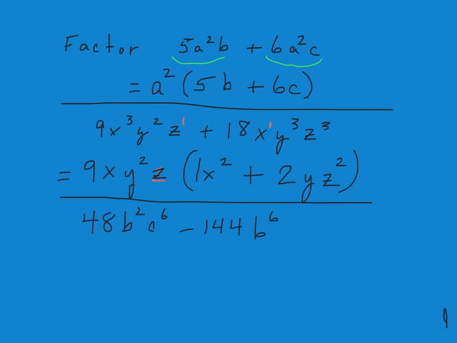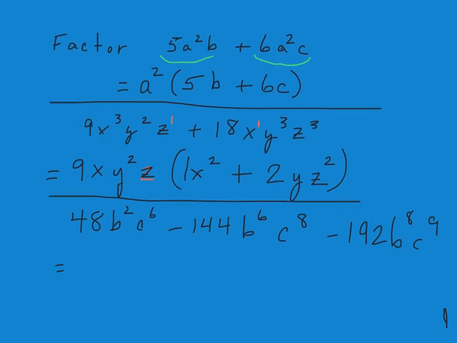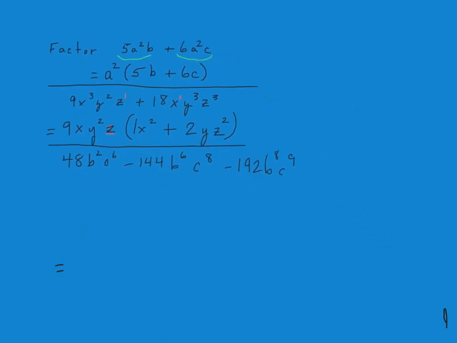b to the 6th, c to the 8th, minus 192 b to the 8th, c to the 9th. So when we have numbers that are this large, we may have to figure out the factorization of those numbers so that we can successfully factor it.